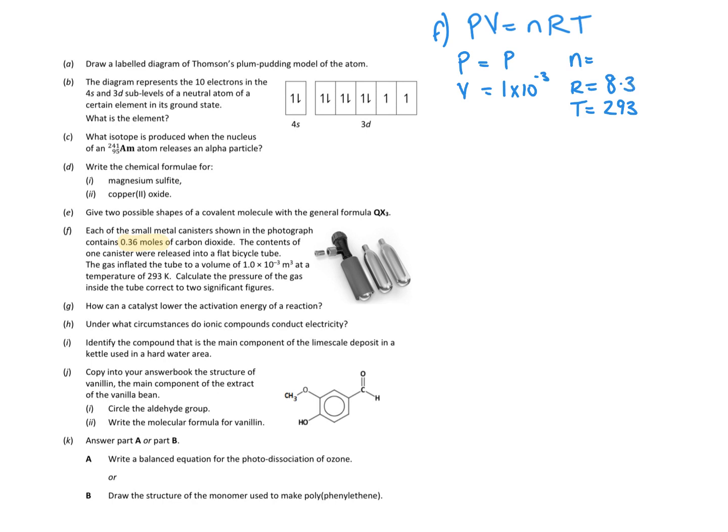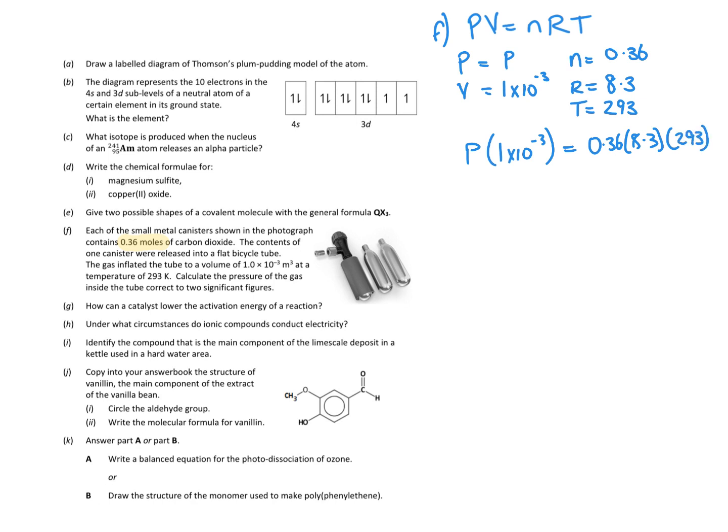That will always be given to you on the front of an exam paper, so you don't have to learn it off. If a calculation on properties of gases comes up and you're required to have your R value, it will be given to you on the front of an exam paper. N stands for number of moles, so that is 0.36. So if we fill that in now, we have P by 1 by 10 to the power of minus 3 equals N is 0.36, R is 8.3, and T is 293.